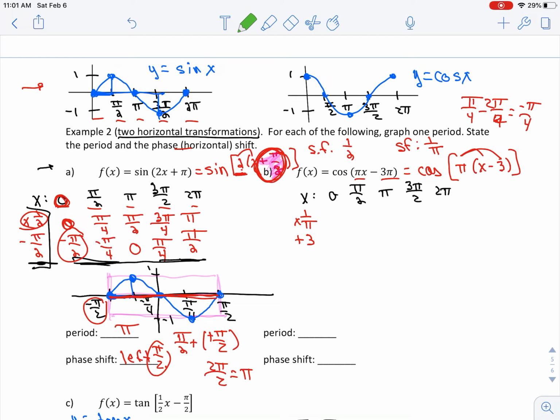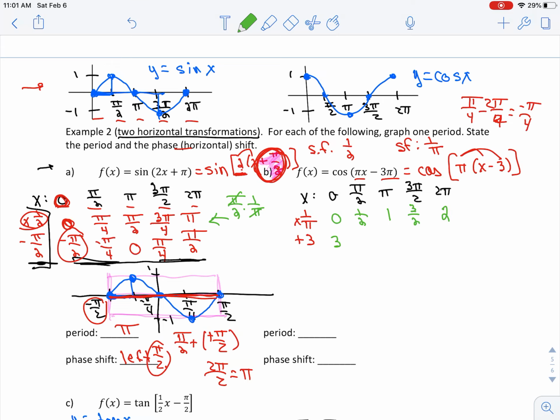So when I multiply by 1/pi, of course, 0 times 1/pi is 0. When I do pi/2 times 1/pi, I'll show you one, and then I'll let you do the arithmetic for the rest of them. So pi/2 times 1/pi, the pi's cancel out, and I'm just left with 1/2. Pi times 1/pi is 1. 3pi/2 times 1/pi is 3/2. 2pi times 1/pi is just 2. So you can see that, unlike over here where we still had the pi's left, we've lost the pi's. All right, and then we're going to add 3.